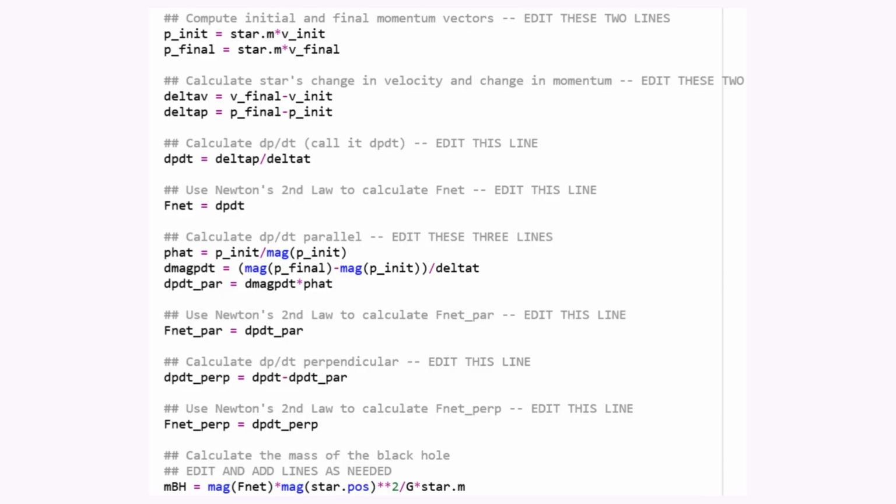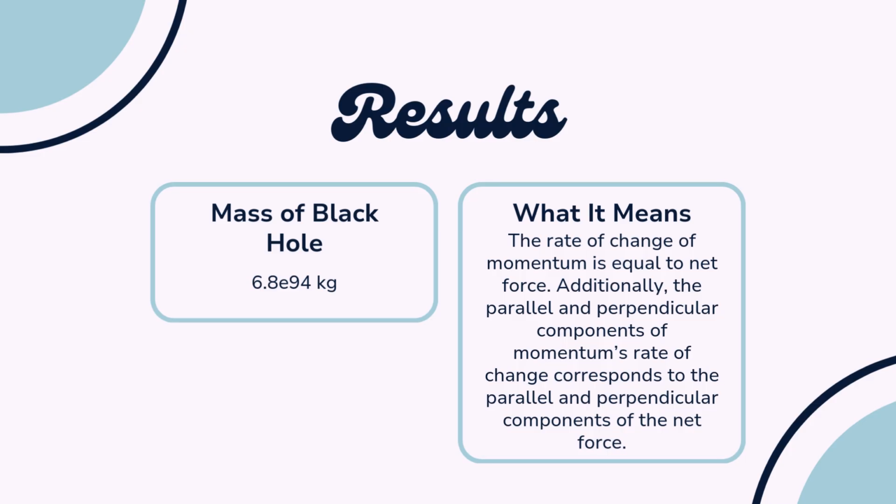So this is our code. These are the things we changed and the things that we coded to update everything. And so our result of that was the mass of the black hole. And for what it means, the rate of change of momentum is equal to net force. Additionally, the parallel and perpendicular components of momentum's rate of change correspond to the parallel and perpendicular components of the net force.